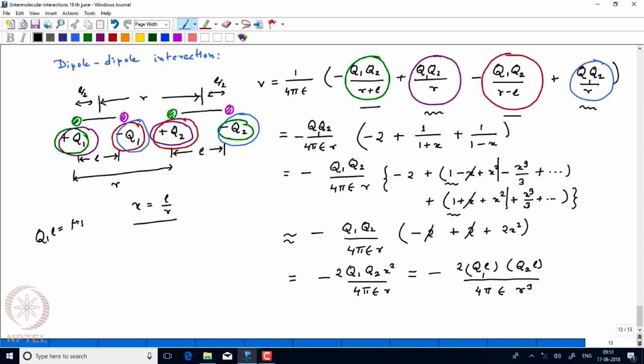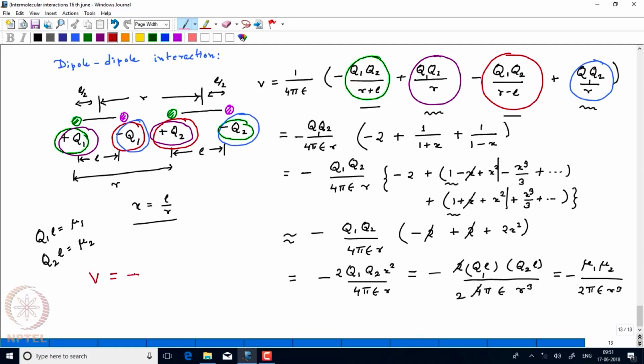And then what we have is q1 into L, and we know that q1 into L is basically the dipole moment, or the magnitude of the dipole moment for the first dipole. Similarly, q2 into L is basically the magnitude of the second dipole. So overall, what we are getting is mu1 mu2 with a negative sign, and this 2 gets cancelled with this 2 to give me 2 overall, and 2 pi epsilon r cube. So thus we got the interaction potential for dipole-dipole interaction.